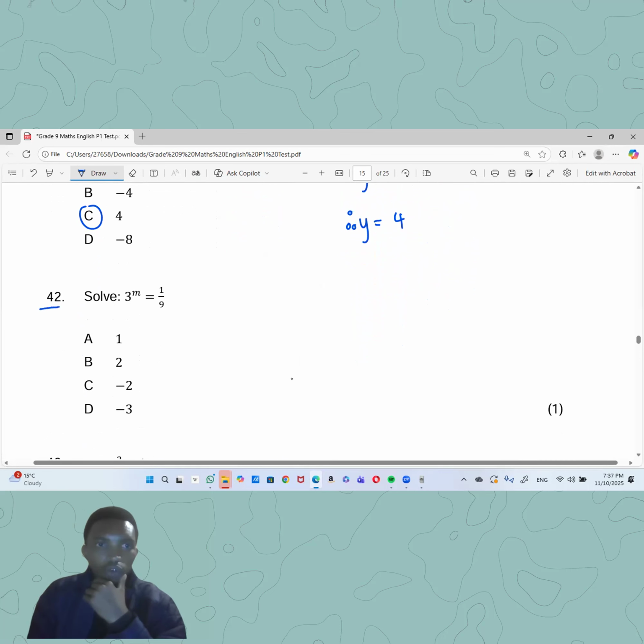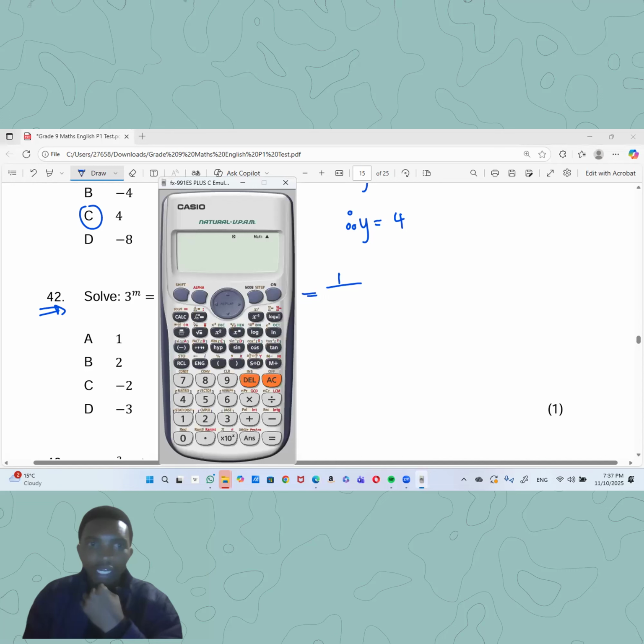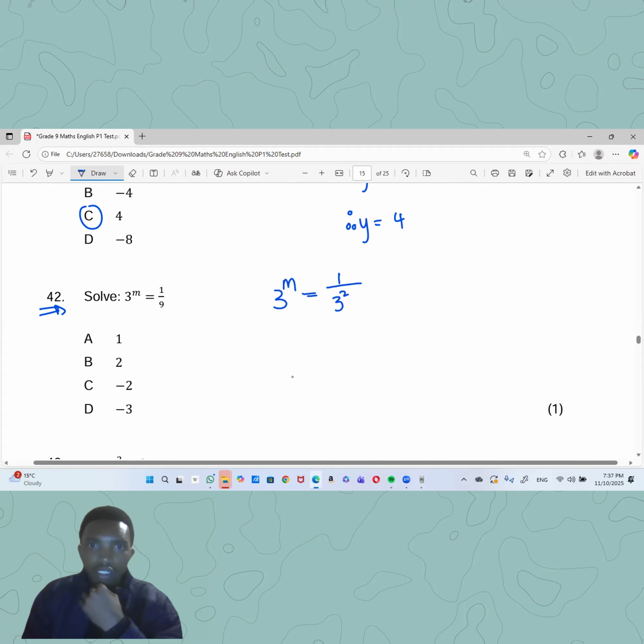And then for 42 here, our variable here, what is it? It is an exponent. And I said whenever our variable is an exponent, it means every number such as 9, we need to write it as an exponent as well. So for us to write 9 as an exponent, we have to say 9 equals, that means 3 squared. 9 is going to be written as 3 squared.